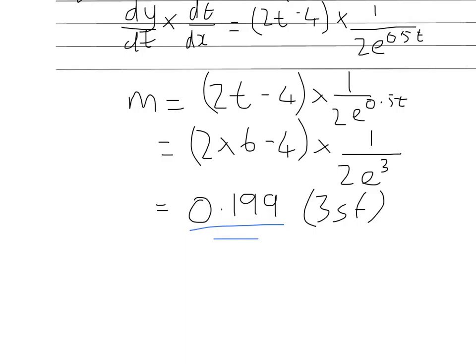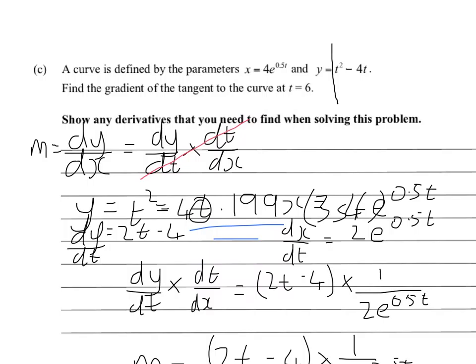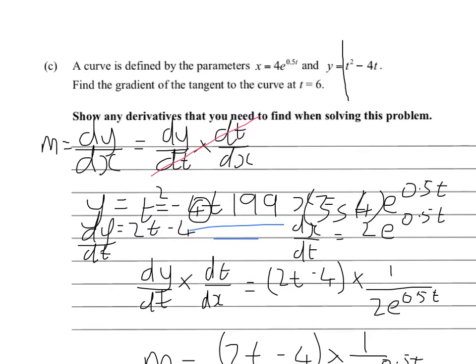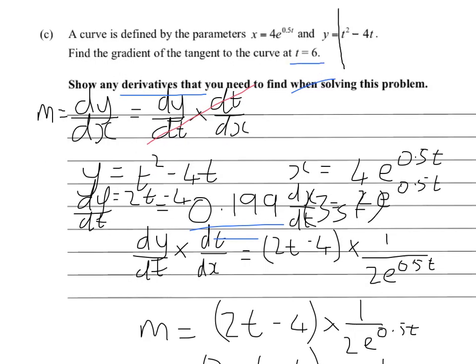So the overall method, if you ever want a gradient, and they're asking you to find the gradient of the tangent at t equals 6, means we're going to be using dy/dt times dt/dx so that we can have the gradient function. Once we've got the gradient function, we can substitute t equals 6 into it to find what the gradient is.